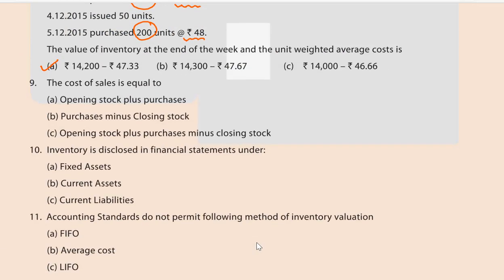Question number 9. The cost of sales is equal to opening stock plus purchases minus closing stock. C. Obviously, the answer is C. Opening stock plus purchases minus closing stock.